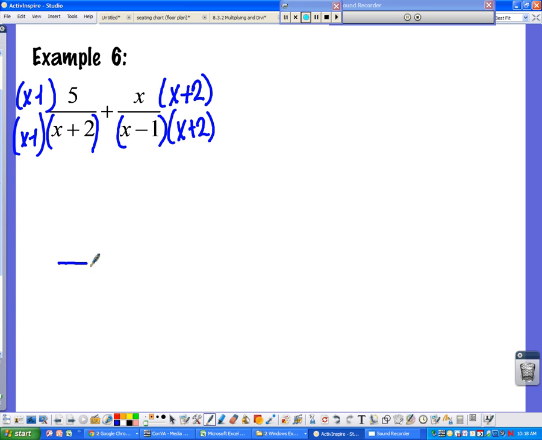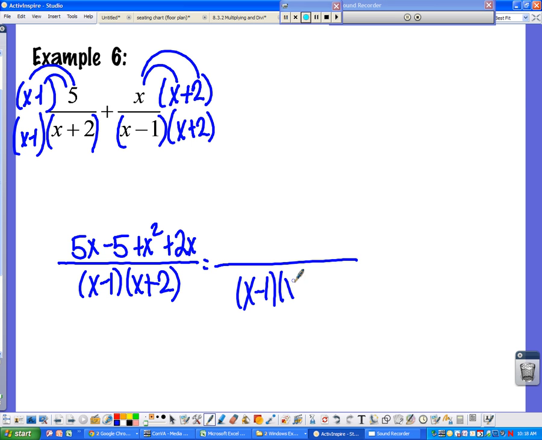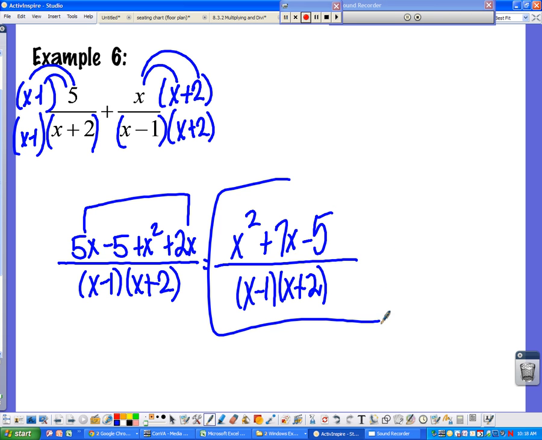Okay? So the bottom part of this fraction isn't going to change. x minus 1 times x plus 2. Okay? It stays as it is. On top, I need to distribute these so I can combine my like terms. So I get 5x minus 5. Since it's a plus, I don't have to worry about changing any signs. So x times x gives me x squared, and 2 times x gives me 2x. Okay? Remember, we need to write stuff in descending order. The bottom of the fraction doesn't change. So I have x squared. I can combine 5x and 2x to give me 7x minus 5. Okay? And you are actually finished then.